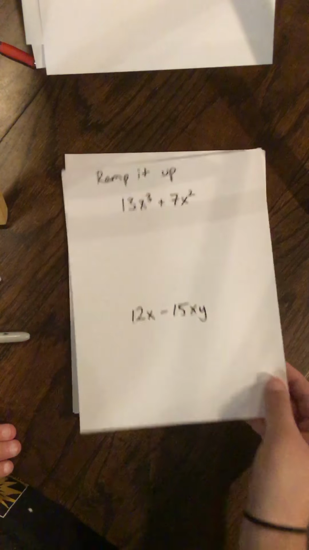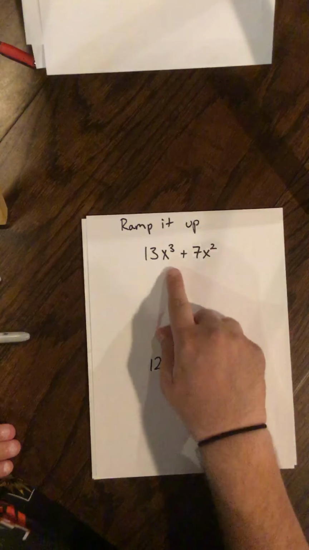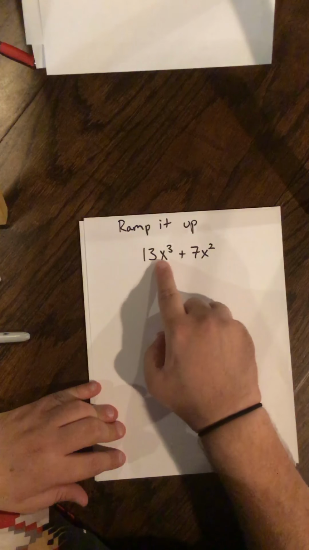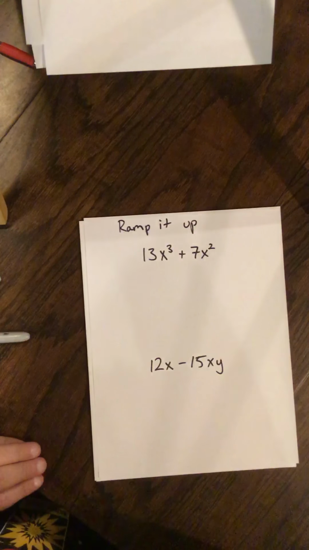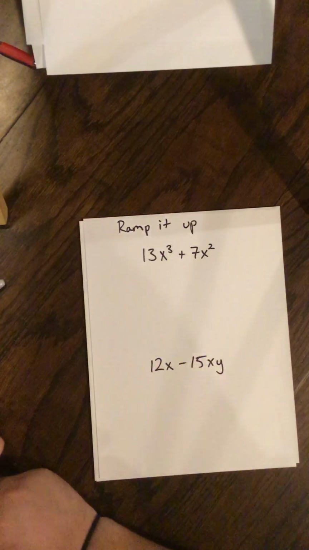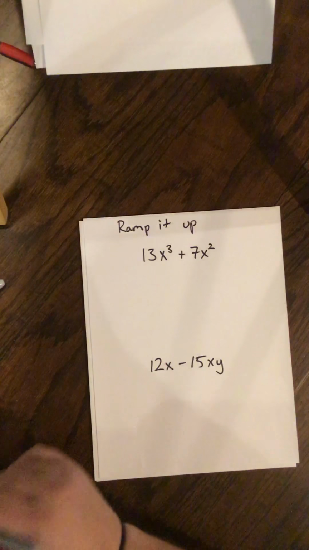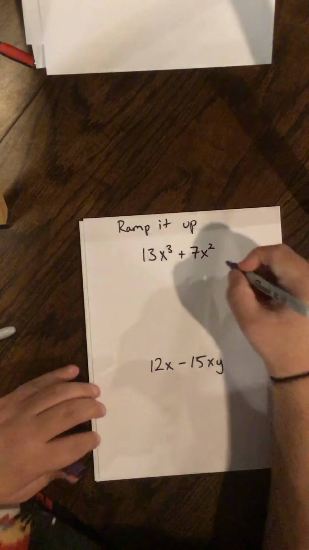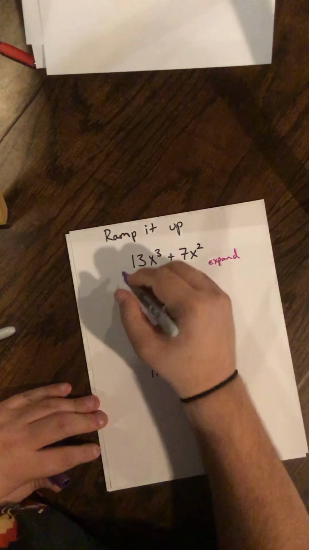Well, let's take a look. Let's ramp it up. If we're really looking at this example here, this 13x cubed plus 7x squared, let's take a look at what that will look like when we expand those exponents. Instead of using an exponent, let's expand that to what it truly means. So I'm going to put expand, and we're going to expand that.